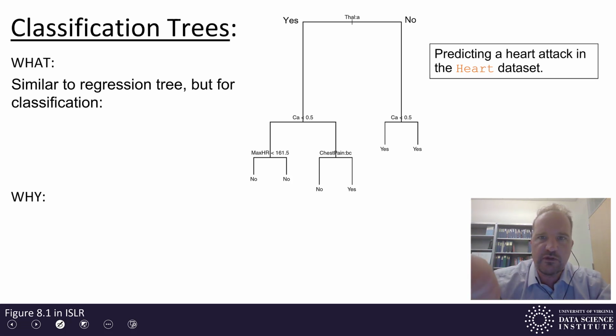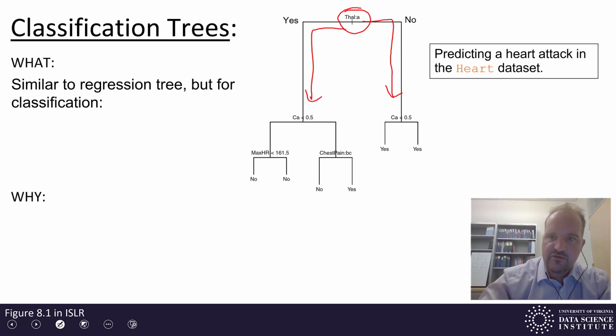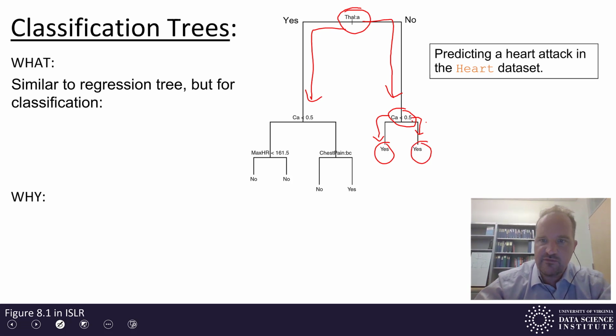Here we're working with the heart data set, and we're trying to predict heart problems. We start by checking a new observation. We check this thal and whether it's A, and if the answer is no, then we follow this branch, and if the answer is yes, then we follow that branch. If the answer was no, let's walk through here. We check the CA, and if that's less than 0.5, we go on here and assign that we're going to predict heart problems. In the CA, if it's bigger than 0.5, we're going to predict heart problems.